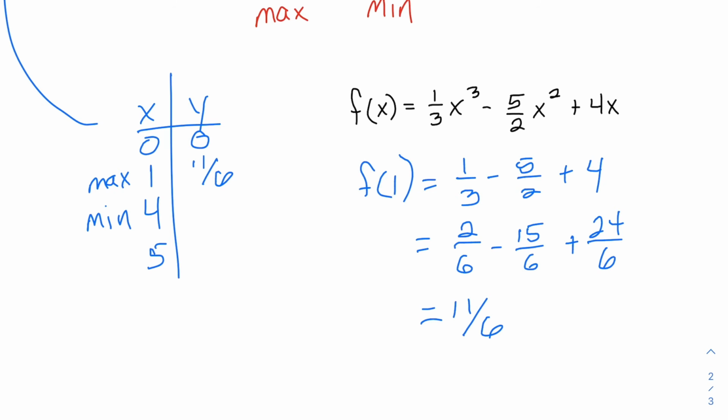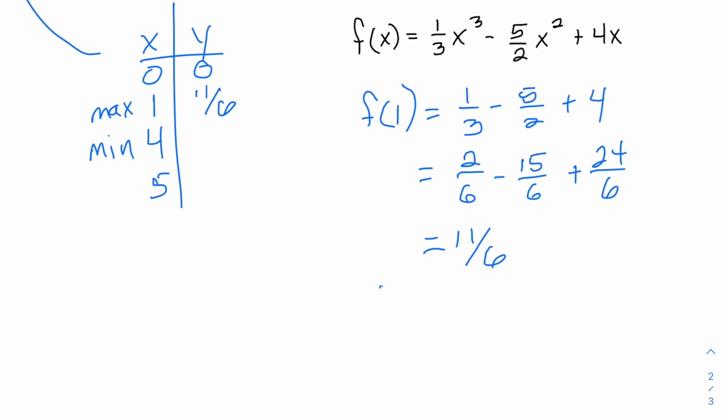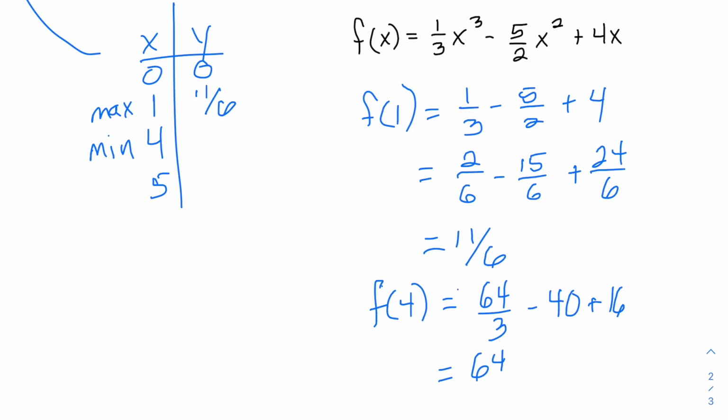When we plug in a 4, so here f of 4, we're going to have 1/3 times 64. So we'll get 64/3 minus 5 times 16, which would be 80/2, so that'd be minus 40, and plus 16. So that'd be 64/3 minus 24, which is the same as saying minus 72/3, so we would get a negative 8/3 for f of 4.